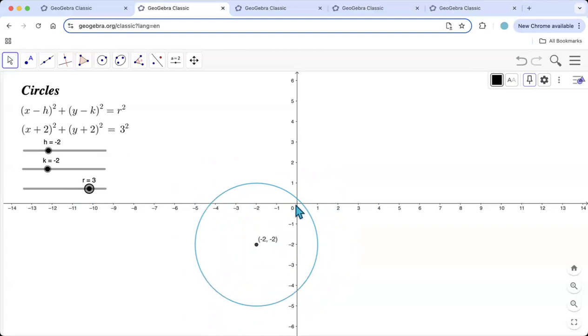Now, you're probably wondering, how do you find all the intercepts? Remember, to find x-intercepts, you let y equal 0. To find y-intercepts, let x equal 0, and then solve the equation. That would tell you all the information you would need to know about that circle in the Cartesian plane.